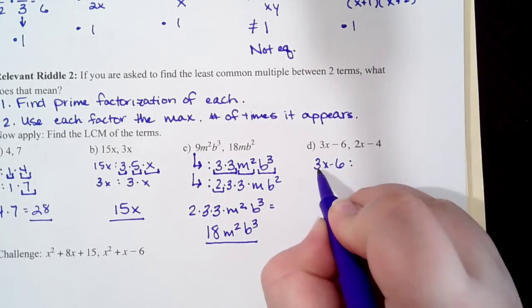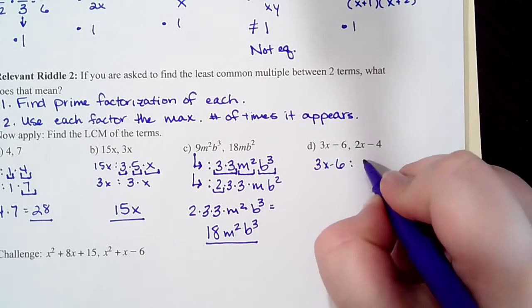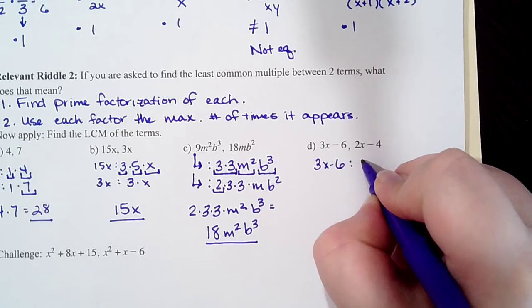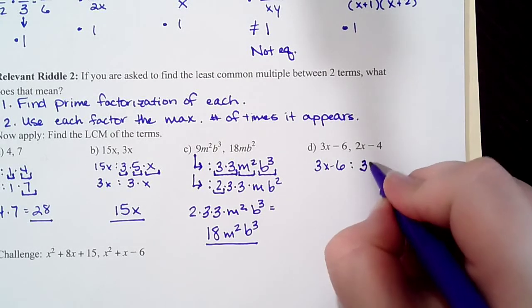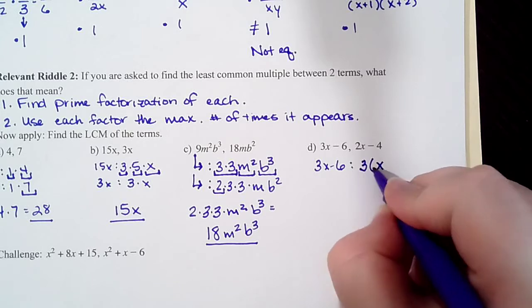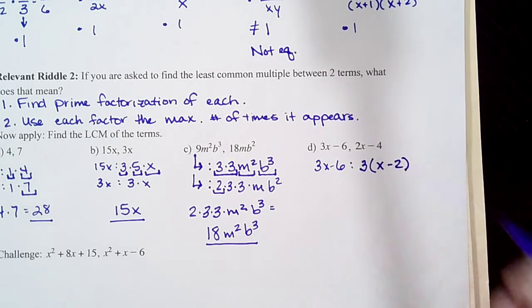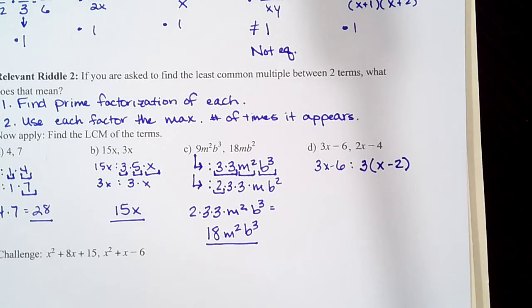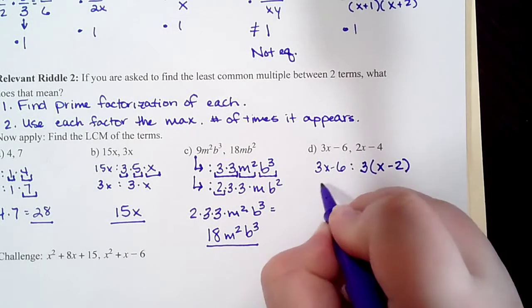Well, you should notice that 3 and 6 are both divisible by 3. So one way I could rewrite this as multiplication is by factoring out a GCF of 3. When I do that, I get 3 times the quantity x minus 2. That is now in prime factorization because it's in the form of multiplication. Let's do the same thing for 2x minus 4.